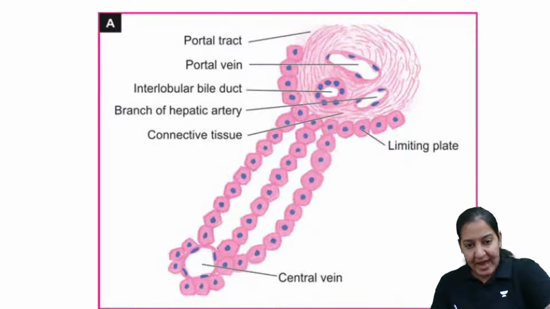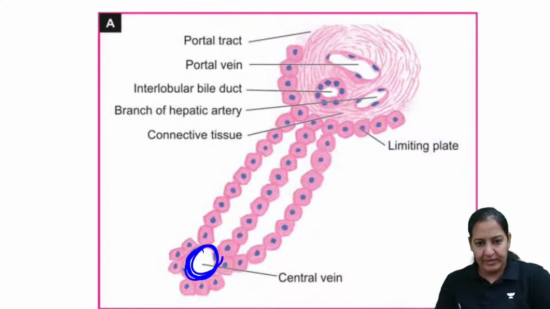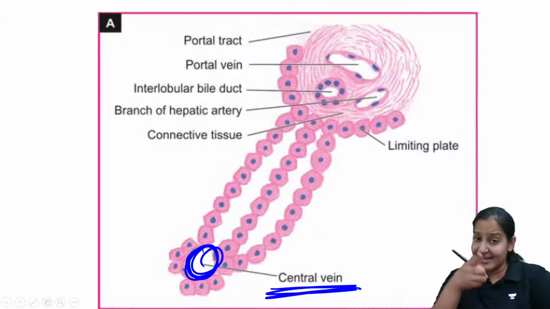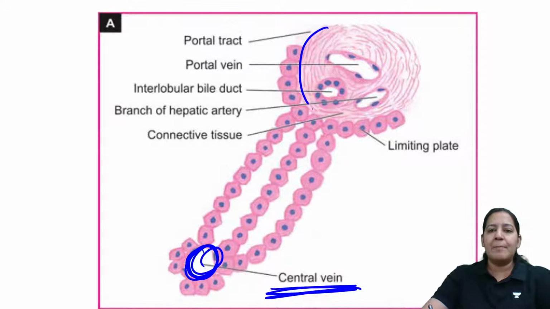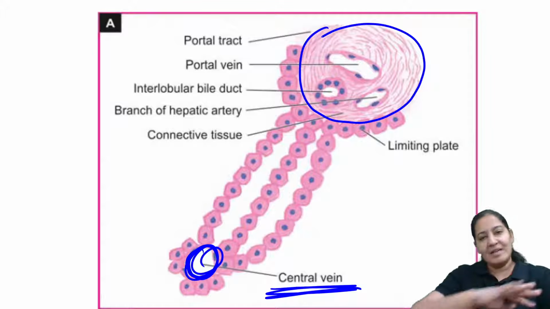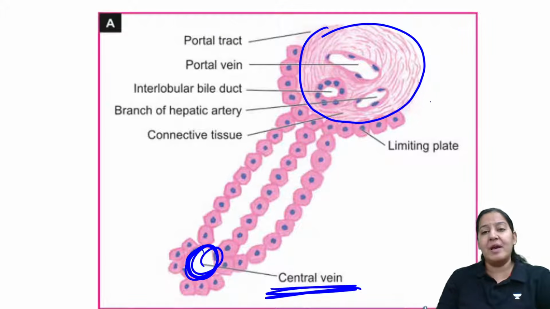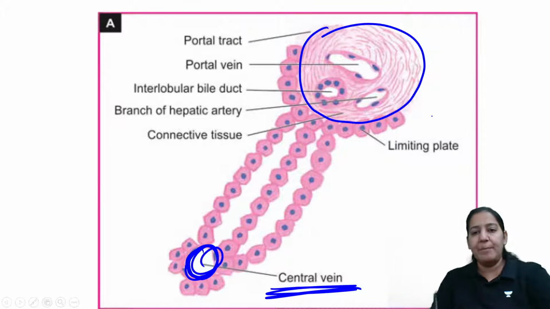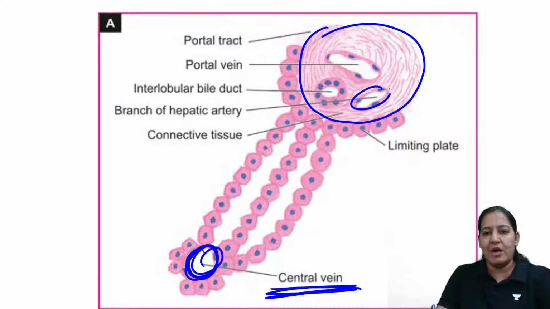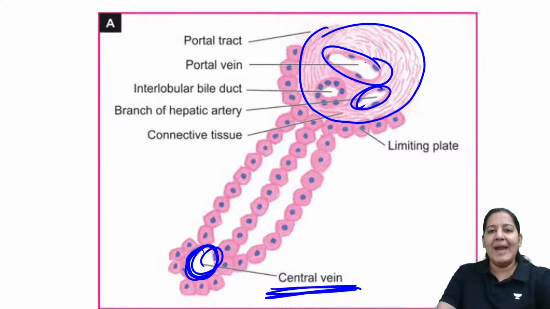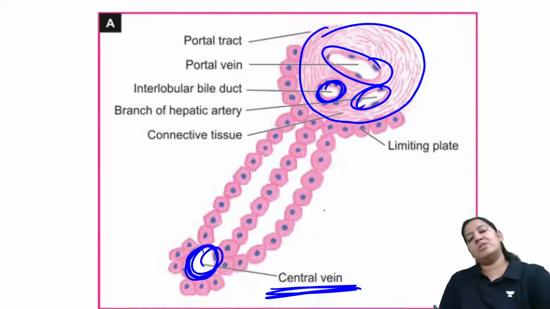In this diagram, you can see this is the central vein of the liver, right? The central vein is present at the center of the lobule. You can see this is the portal triad. It is present at the periphery. 6 portal triads are there, but I have drawn only one. Inside the portal triad, you can see this is hepatic artery, this is portal vein, and this is bile duct. So 3 structures are present.